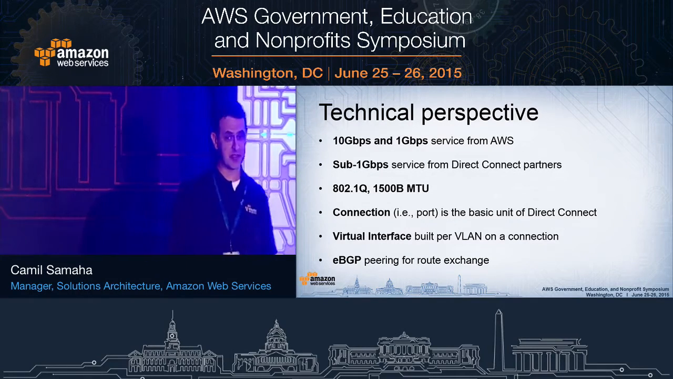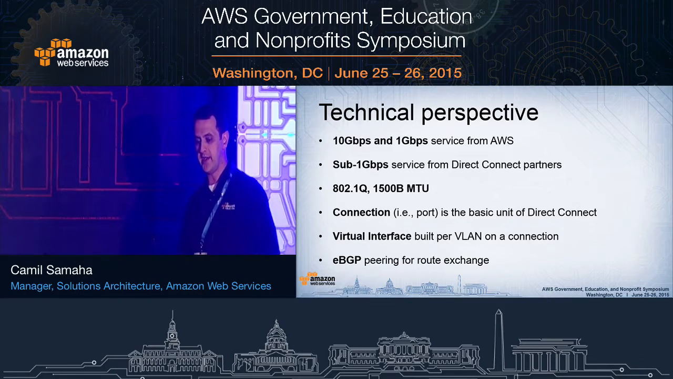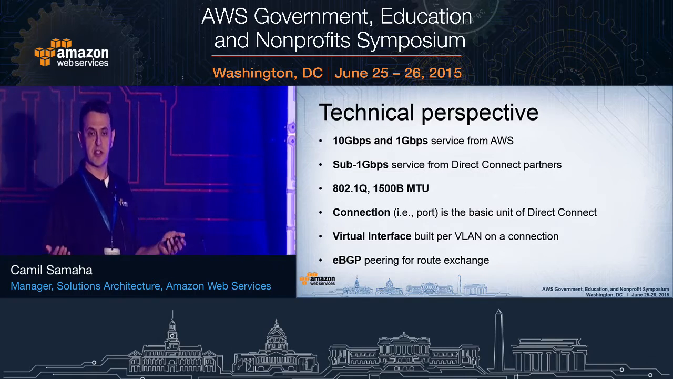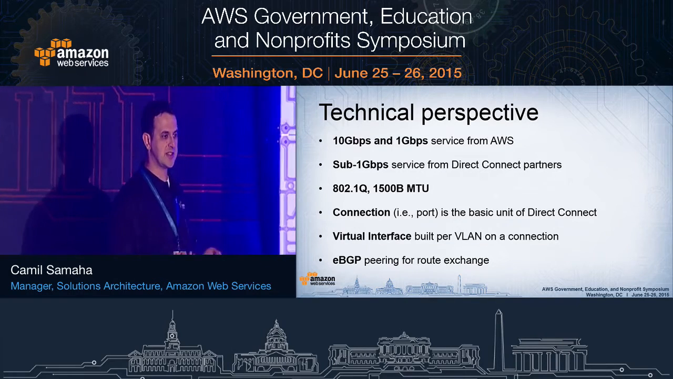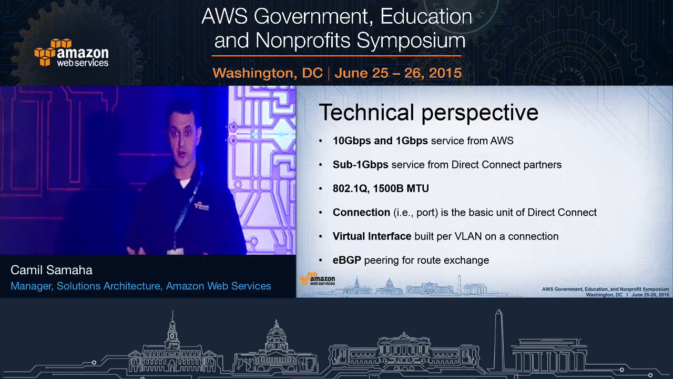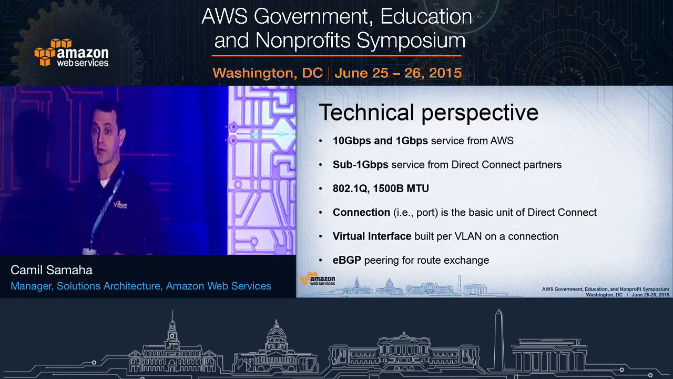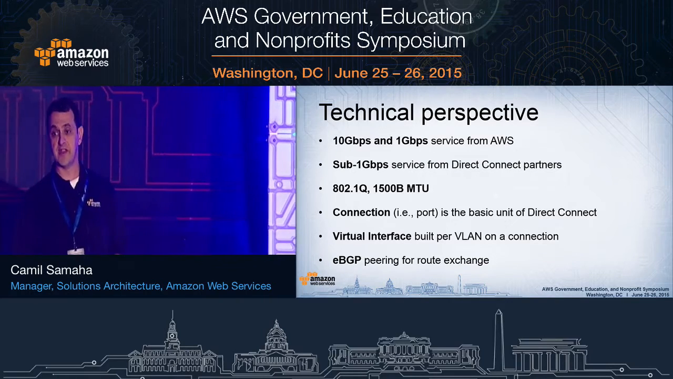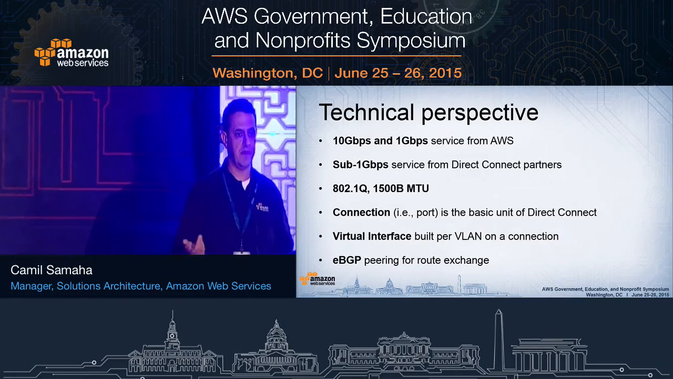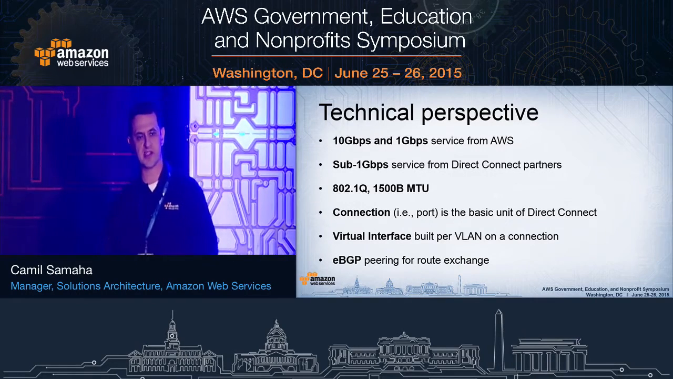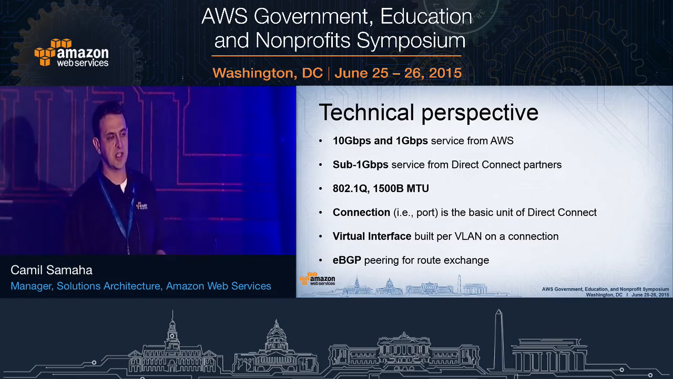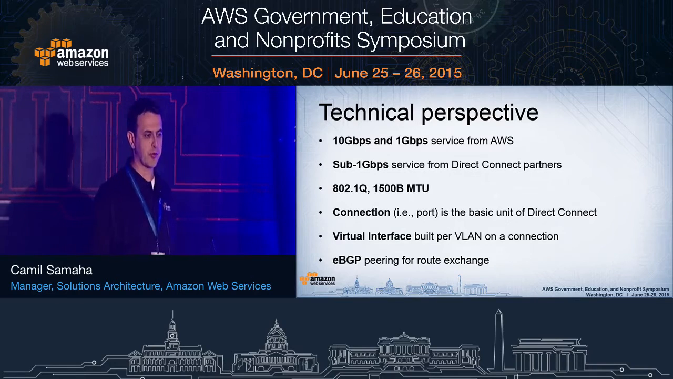From a technical perspective, it's a fairly straightforward service. You have this connection into AWS. Currently, it's either a 1 gig or a 10 gig connection or port. If you are looking for something that is below 1 gig, that is available through a list of Direct Connect partners. You can get 50 megabits per second, 100 megabits per second, whatever you need to meet your specific requirements. Anything sub 1 gig is available through our partners.